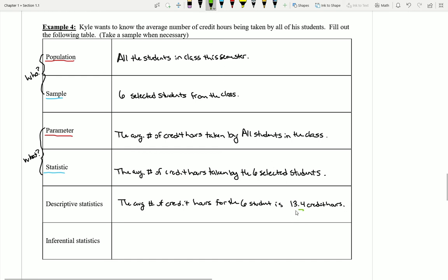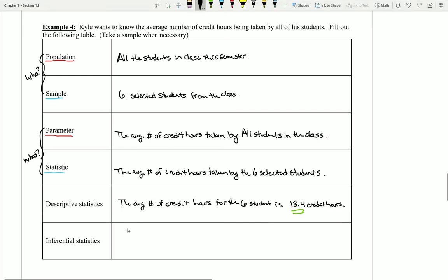Again, I'm just making up that number of 13.4. I didn't get that 13.4 from anywhere. You don't have to worry about the 13.4. You could literally put any number in the world there. The goal is not about the number. The goal is, does this statement simply state a fact? The average number of credit hours for the six students is 13.4 credit hours. Sure. You don't like 13.4? Put in 15. Put in 2. Put in 7. Okay. Now I'm going to make an inferential sounding statement.